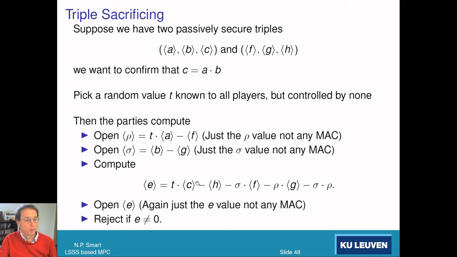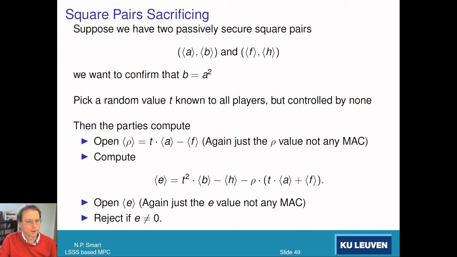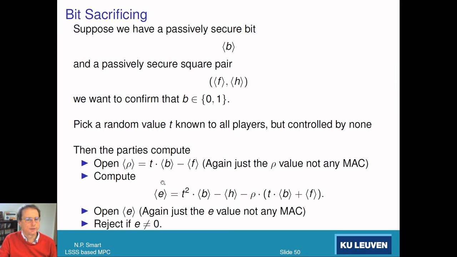So with very, very high probability, if the values are not correct, then E will not be 0 and we will reject. But with high probability, if the values are correct, we will accept and carry on. So this turns a passively secure triple production protocol into an actively secure one for very little extra cost. Square pairs is done almost exactly the same. We construct an equation which evaluates to 0 in the same way, slightly cheaper. And bit sacrificing is done the same way.